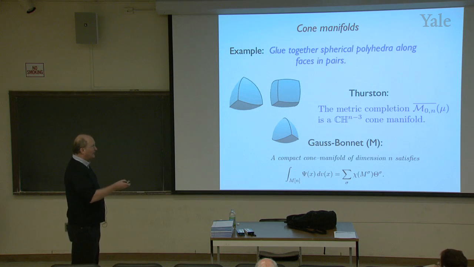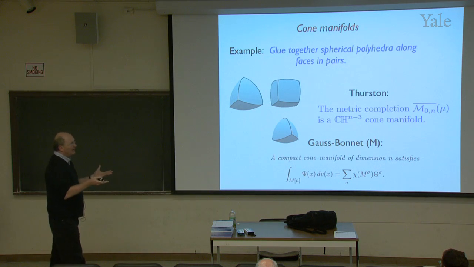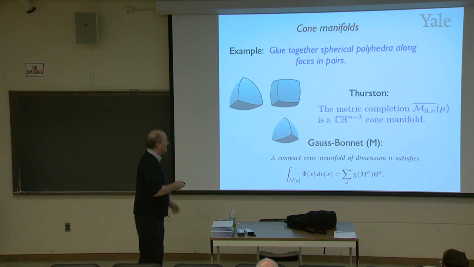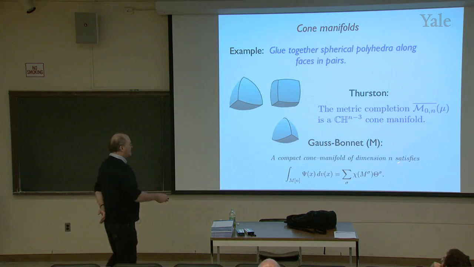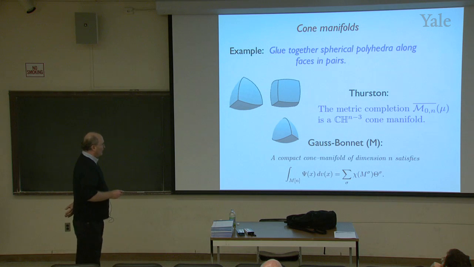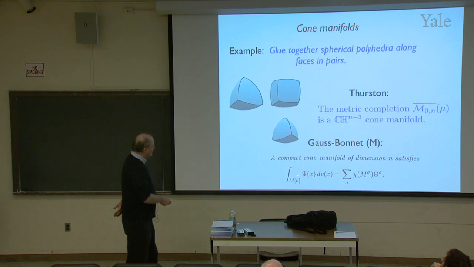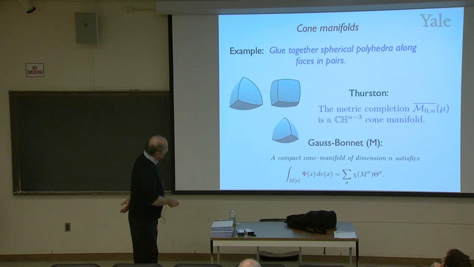On the other hand, the original moduli space has full measure. So you're just computing the volume of M0n when you do that. So the Euler characteristic of the completion can be used to compute the volume of the interior, and here's the resulting formula. This is a version of the Gauss-Bonnet formula for cone manifolds. And what it says is, you take the usual Gauss-Bonnet integrand, and you integrate it over the top dimensional part of the cone manifold, and it's given by an Euler characteristic.